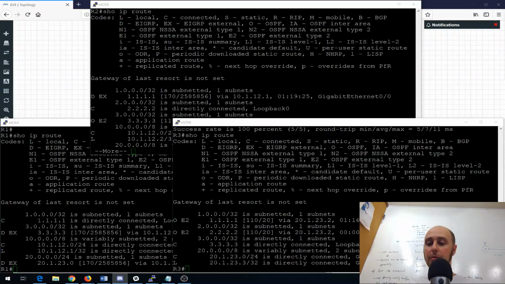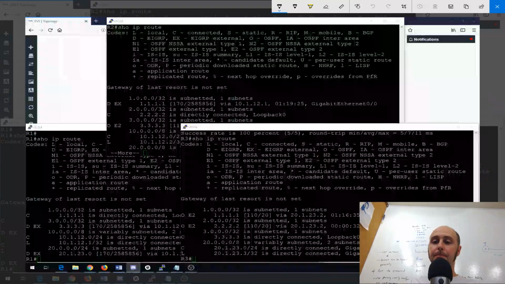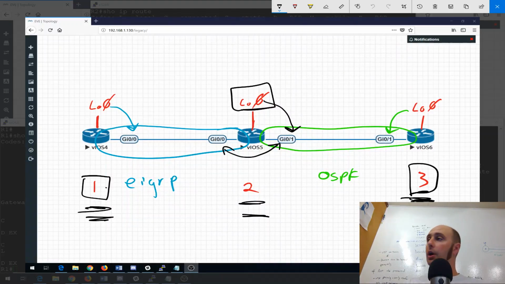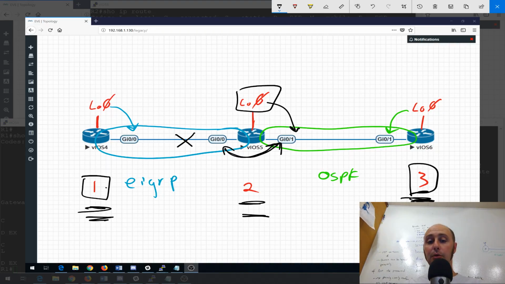Let me see if I do the whiteboard. So this is our explicit redistribution into a protocol, and we are redistributing from EIGRP into OSPF. The connected interfaces of the second protocol will not be seen in the first, right? So that's exactly what it is. Over here on router 3, we are no longer seeing this interface. It's gone.